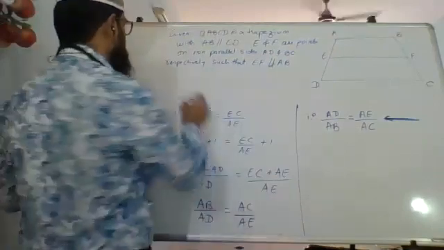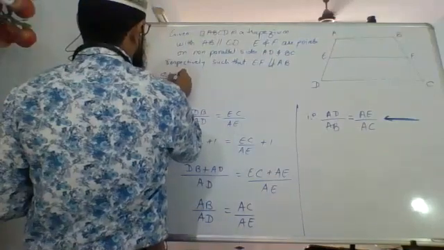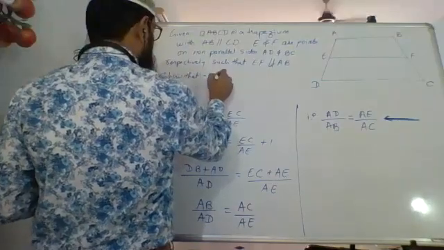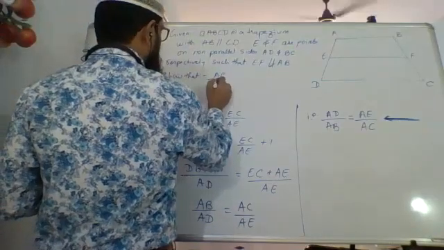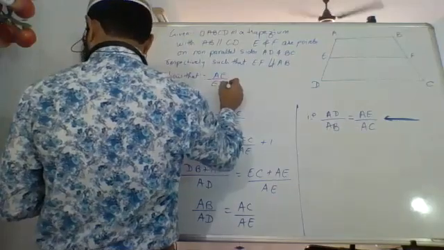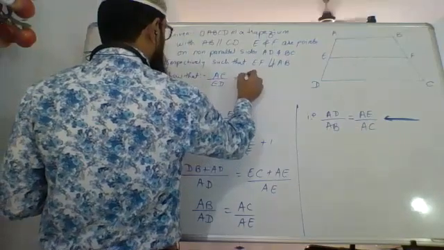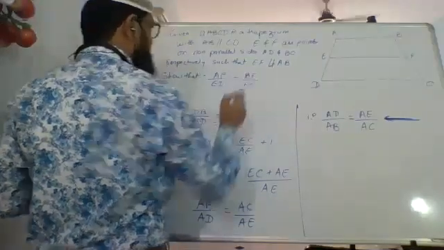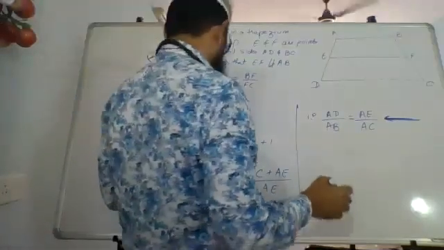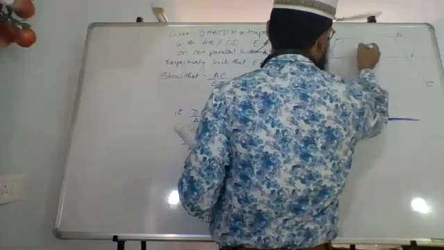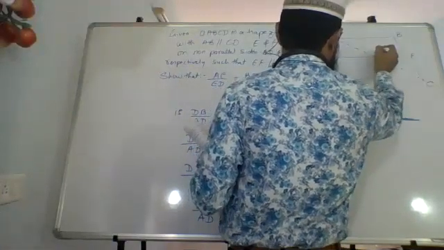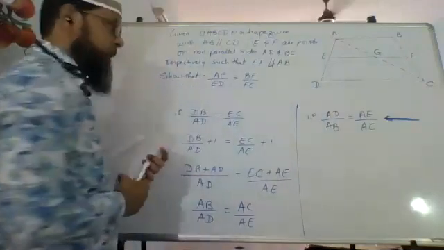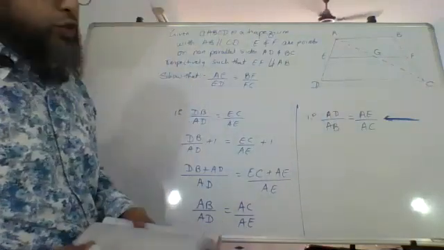Show that AE upon ED equals BF upon FC. That is what we have to show.